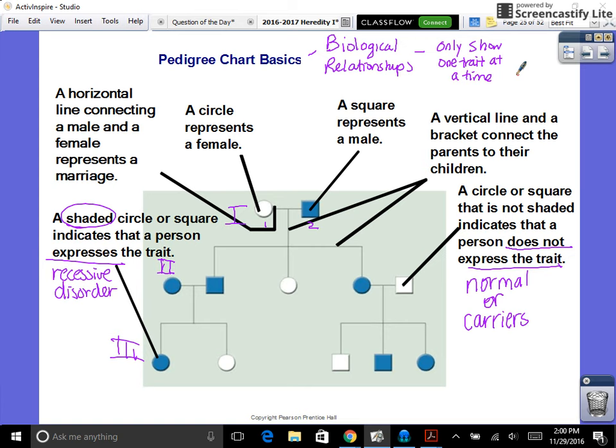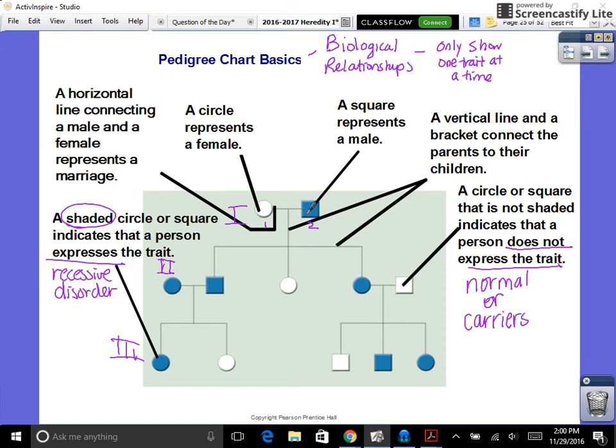In this class, we're just going to work with simple autosomal recessive. That's what they're known as, autosomal recessive pedigrees. So some basics: a circle represents a female, a square represents a male. The shaded individuals, I'm pointing to all of them, all express the trait. The unshaded are individuals who don't express the trait. They could be considered normal or carriers.